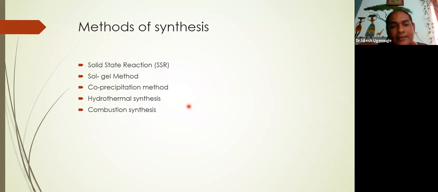So instead of this tedious, time consuming method with higher energy requirement, people, mostly chemists, are giving new synthesis routes, which we call wet chemistry routes. Like co-precipitation, hydrothermal, solvothermal, or combustion synthesis, which is also one of the best synthesis methods. You may know that it was discovered in India, in Dr. Patil's lab at IISc Bangalore. This is again a wonderful technique, and I will try to highlight this particular synthesis technique.